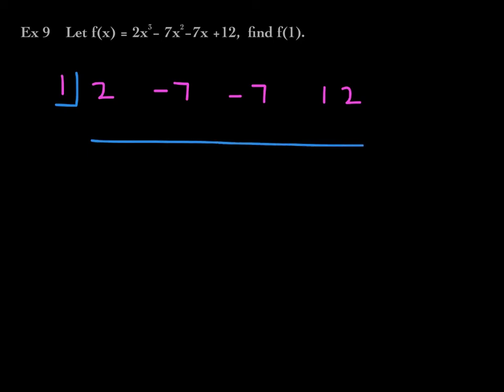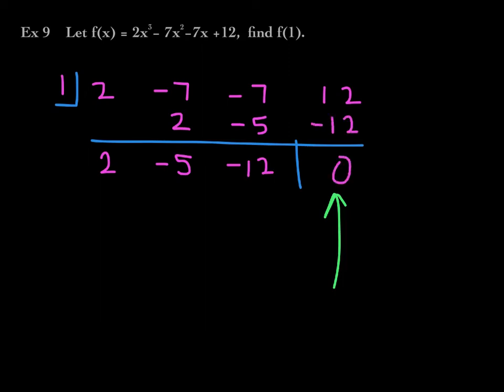All right, here we go. So my answer will be right here. Okay. So here we go, folks. So bring down the 2. 1 times 2 is 2. Negative 7 plus 2 is negative 5. 1 times negative 5 is negative 5. Negative 7 plus negative 5 is negative 12. 1 times negative 12 is negative 12. And there it is. That's the answer. f of 1 is 0.